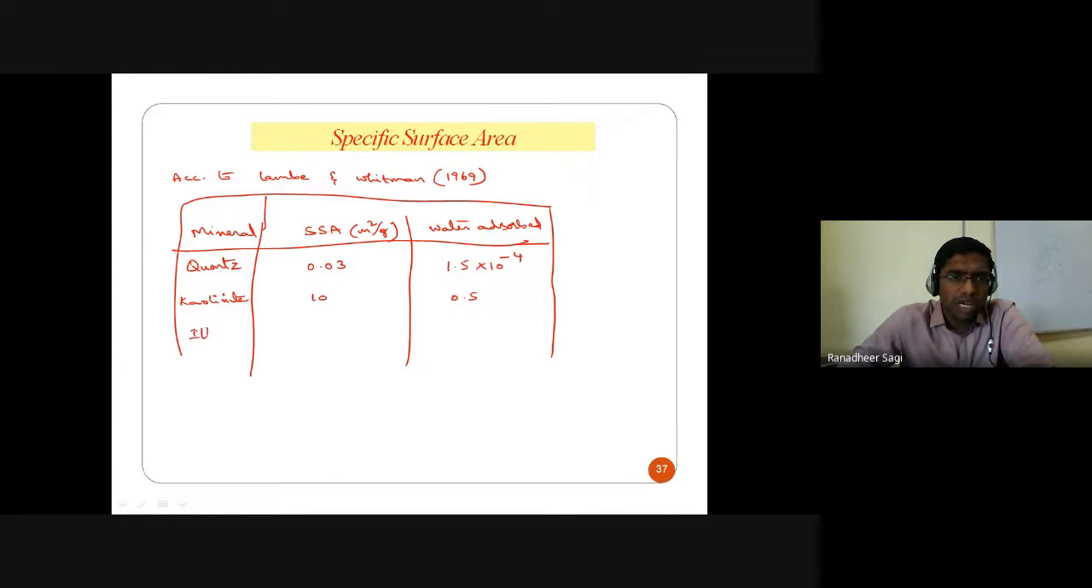In the case of illite mineral, as the size of the illite mineral is slightly lower than that of your kaolinite mineral, obviously the specific surface area is going to be higher in the case of illite when compared to kaolinite mineral. So roughly the illite mineral will have your specific surface area varying between 80 to 100 meters square per gram, and your water absorption capacity would also increase, which comes out to be around 5.